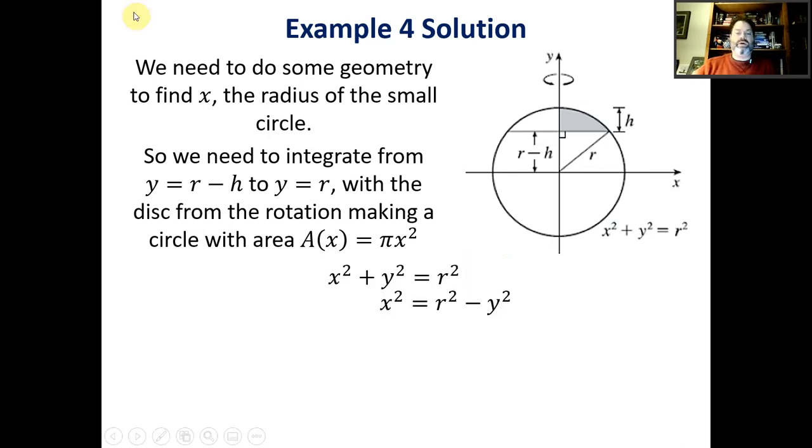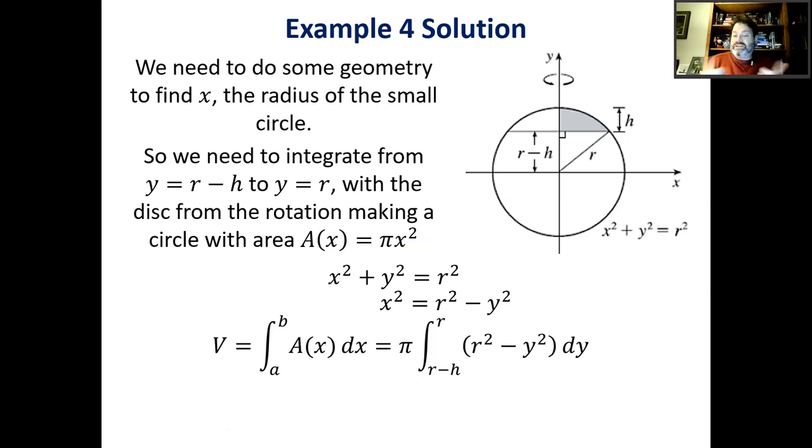So all I did was take the Pythagorean theorem and solve it for x. Well, think about this area formula. It already has an x squared in it. So I don't even need to take the square root. I don't have to solve for x. All I need to do is solve for x squared. So I'm actually done with the setup. So the area here is pi x squared. X squared is r squared minus y squared because it's the Pythagorean theorem.